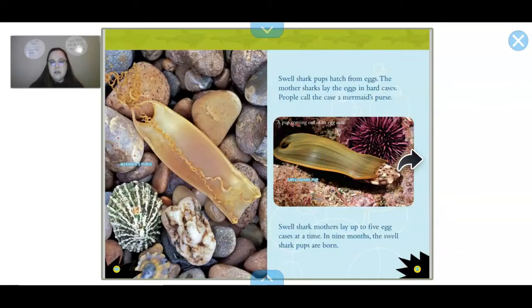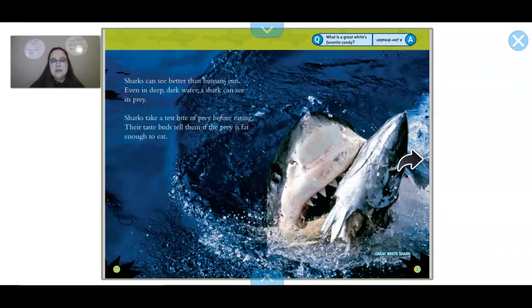Okay, so if we come to this next page, it says sharks can see better than humans can. Great fact, awesome fact that she used. And Miss Greathouse did not know that, so that is a new fact that I just learned. Even in deep, dark water, a shark can see its prey. So she has deep, so that tells us that really you can't see the bottom of the ocean, right?